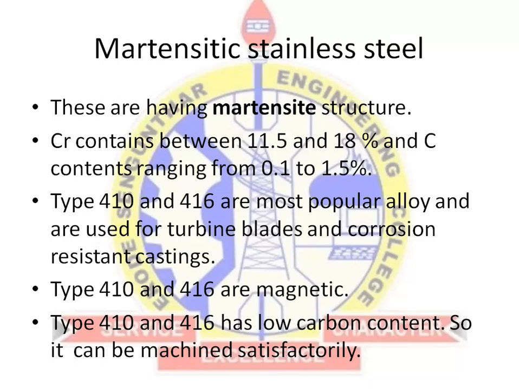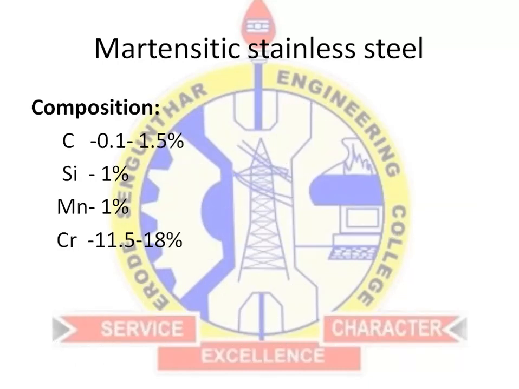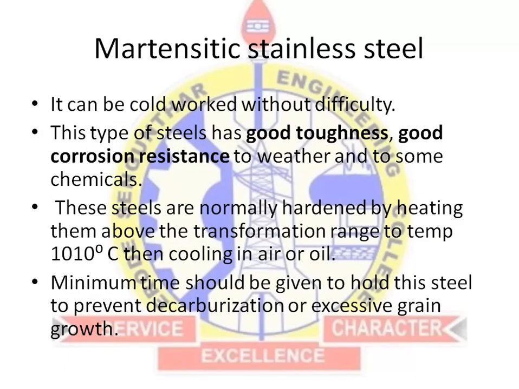So machinability, the ability of machining, is somewhat easier in this martensitic stainless steel. The composition is given below. The carbon is about 0.1 to 1.5 percentage, silicon is about 1 percentage, manganese present is 1 percentage, and chromium is contained about 11 to 18 percentage. Next to that, what the properties are.